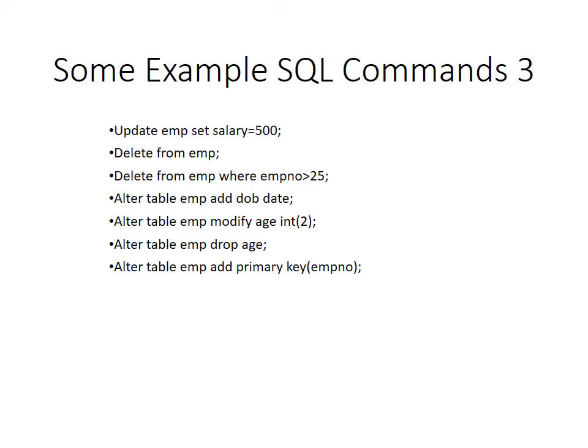Now alter table commands. Alter table EMP add DOB date. I want to add a new column called DOB, date of birth, into the table EMP. So the command used is alter table EMP add DOB date. The data type is date.